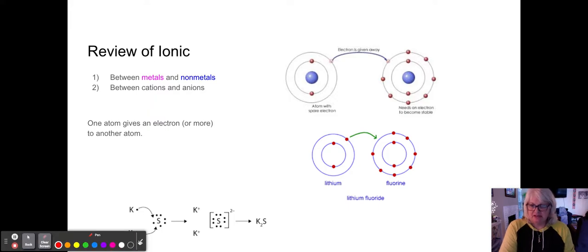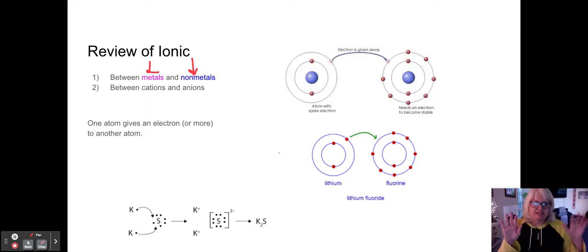Let me get a pen here so I can write on the screen. Remember that they're always pretty much between metals and nonmetals. It's supposed to be an arrow. Okay, so the left side of the periodic table and the right side of the periodic table, which means that these bonds are always between cations, which if you remember are positive, and anions, which are negative. So that attraction between positive and negative is what bonds them together.